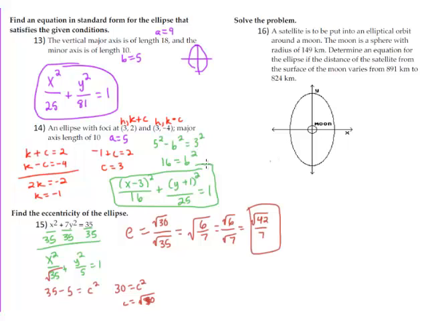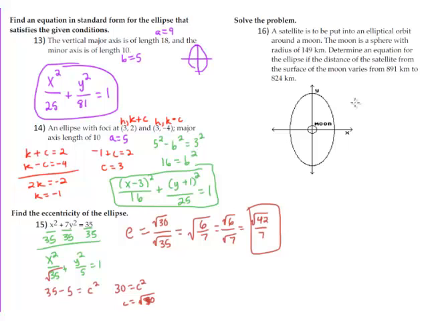Alright, problem number 16. A satellite is to be put into an elliptical orbit around a moon. The moon is a sphere with radius of 149 kilometers. Determine an equation for the ellipse if the distance of the satellite from the surface of the moon varies from 891 kilometers to 824 kilometers.